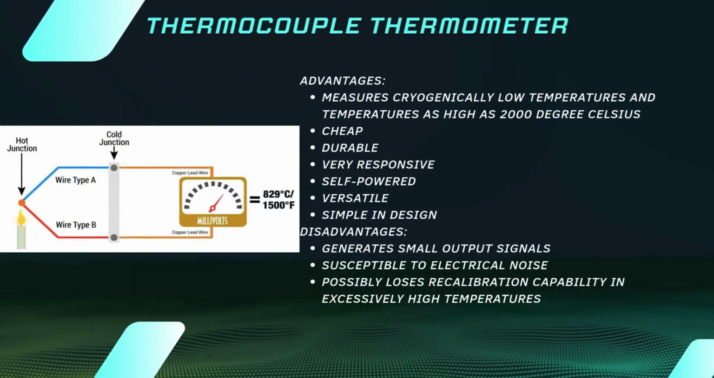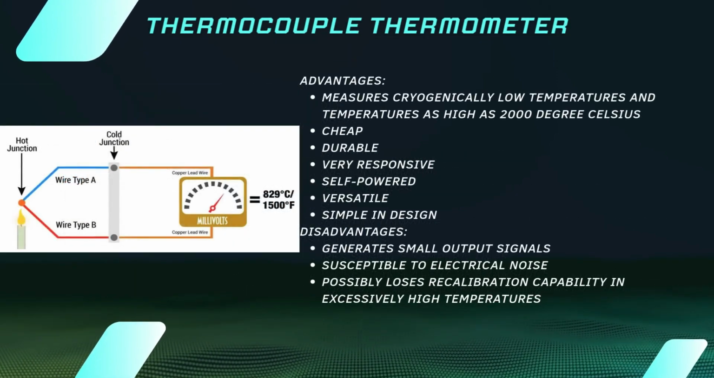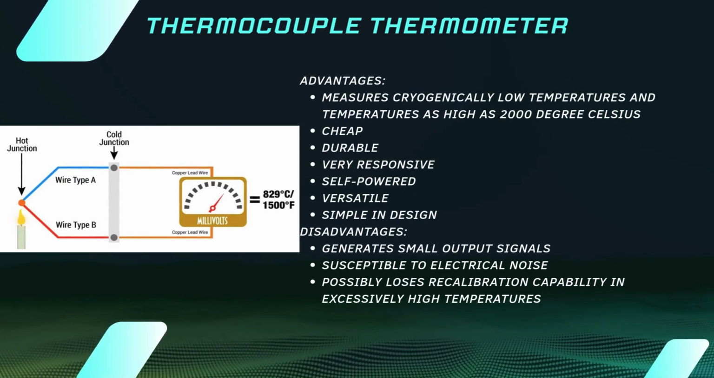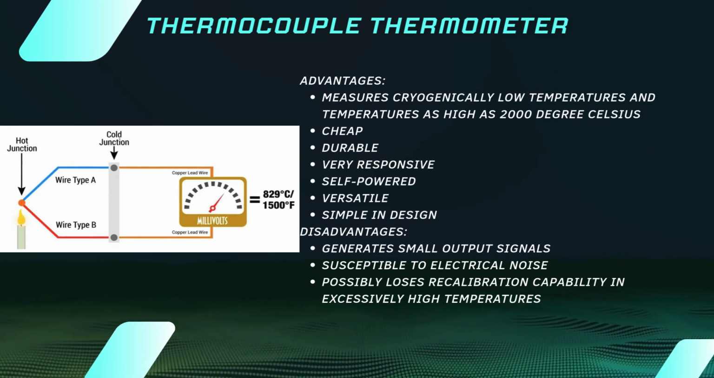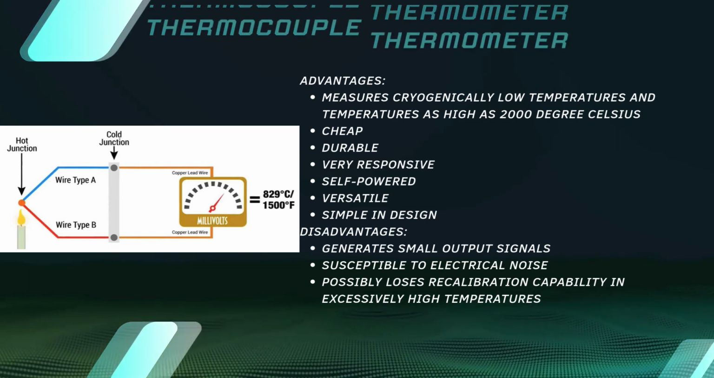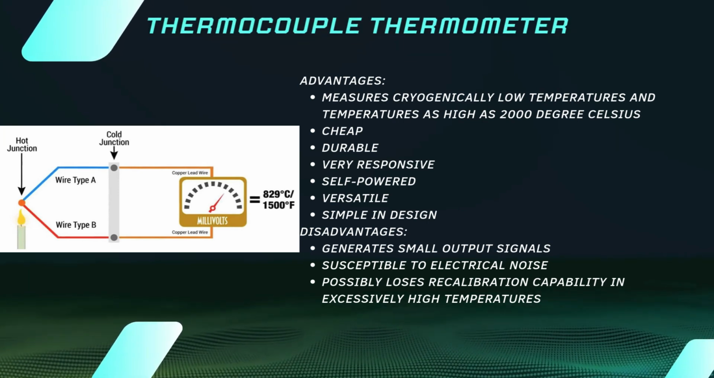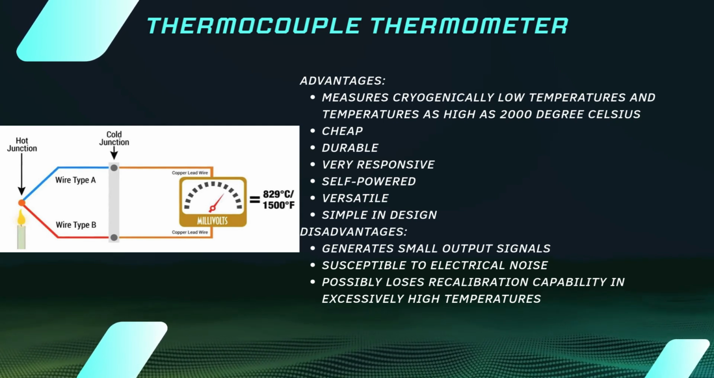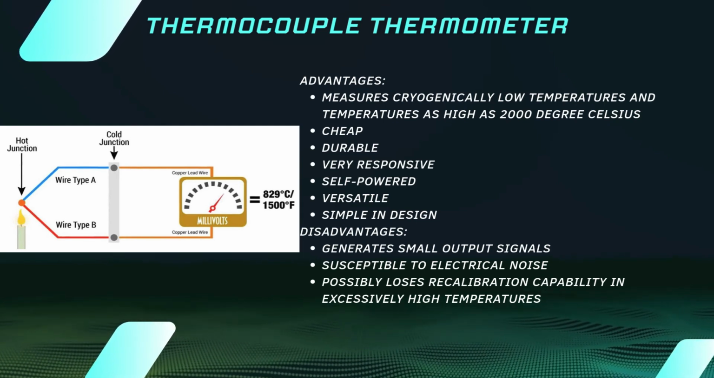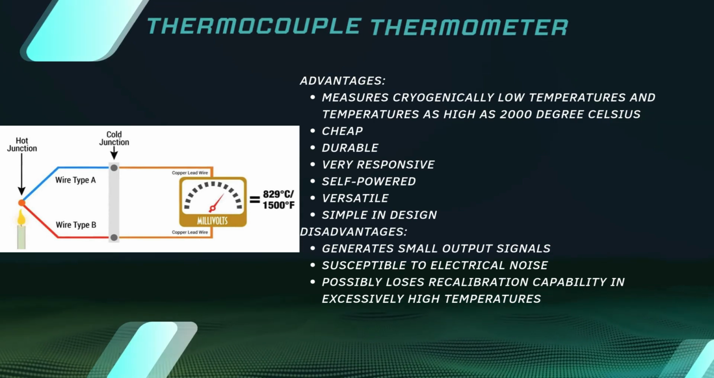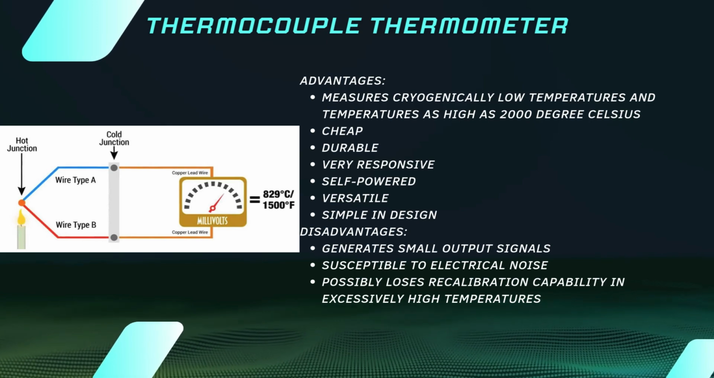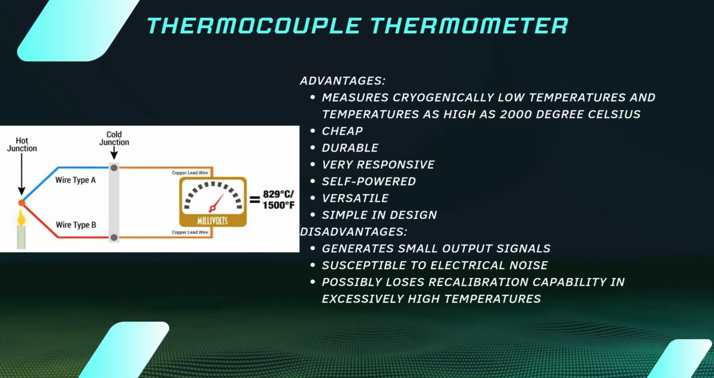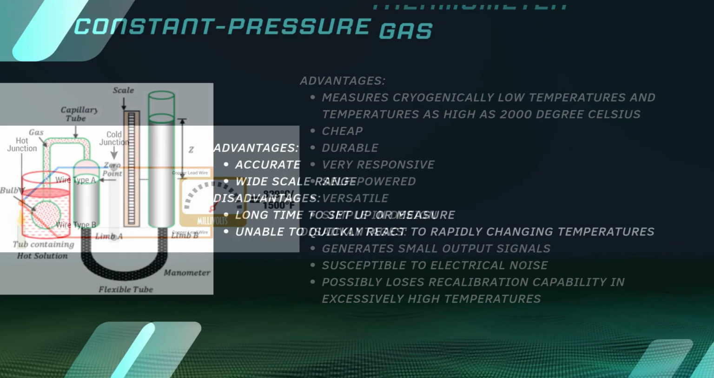Thermocouple thermometers are able to measure cryogenically low temperatures and temperatures as high as 2000 degrees Celsius. They are cheap, durable, very responsive to temperature changes, self-powered, versatile, and simple in design. Of course, they also have their drawbacks. They generate small output signals and are susceptible to electrical noise and possibly lose recalibration capability after experiencing excessively high temperatures.